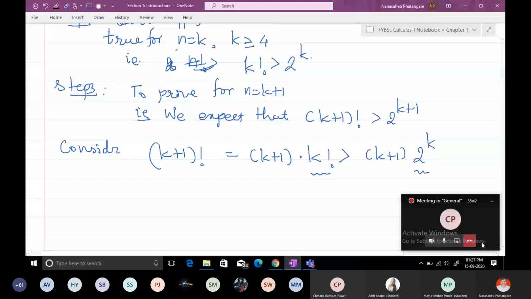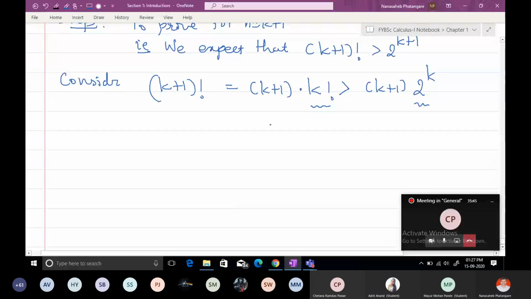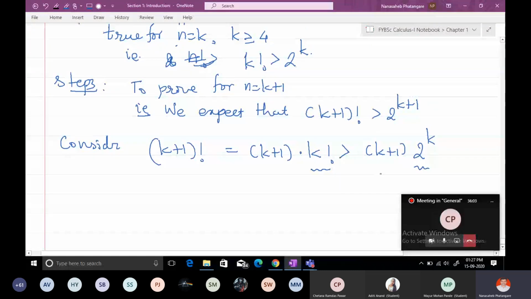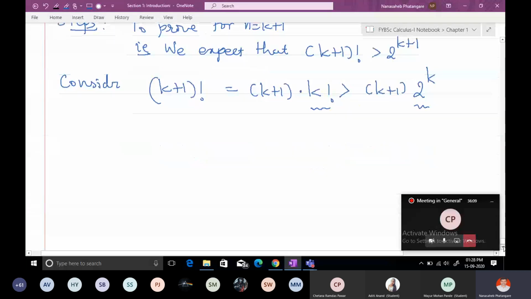Yes, sir. Okay, fine. So ultimately what we have is that 2 raised to k times k plus 1 is smaller than k plus 1 factorial. Okay, but we want to get that k plus 1 factorial is greater than 2 raised to k plus 1. So how to get this?